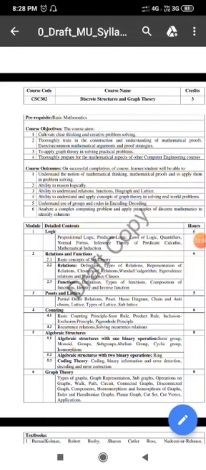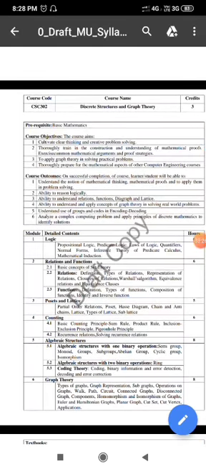As far as course objectives are concerned, they have mentioned some objectives like: it cultivates clear thinking and creative problem solving, then thoroughly trains in the construction and understanding of mathematical proofs, and exercises common mathematical arguments and proof strategies. Also they have mentioned the objective to apply graph theory in solving practical problems and thoroughly prepare for the mathematical aspect of other computer engineering courses.